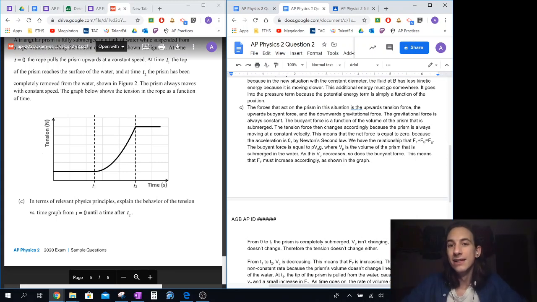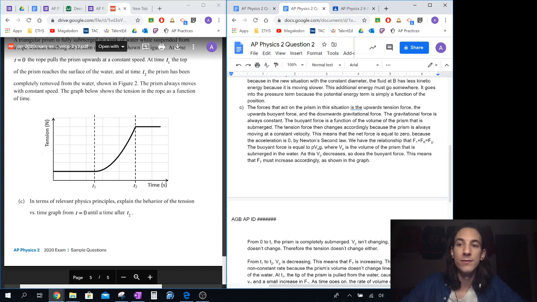So the forces that act on the prism in this situation are the upwards tension force, the upwards buoyant force, and the downwards gravitational force. The gravitational force is always constant because the mass isn't changing. The buoyant force is a function of the volume of the prism that is submerged. The tension force then changes accordingly because the prism is always moving at a constant velocity. This means that the net force is equal to 0 because the acceleration is 0 by Newton's second law.